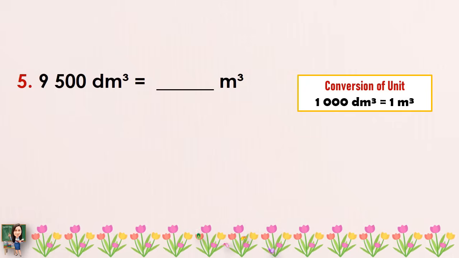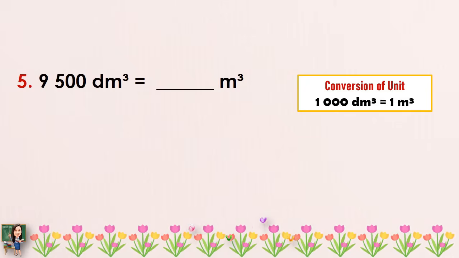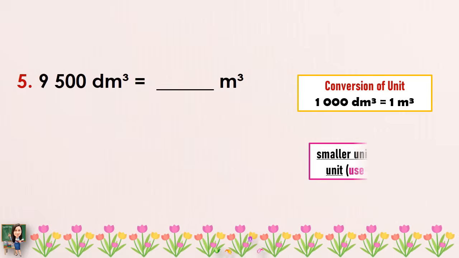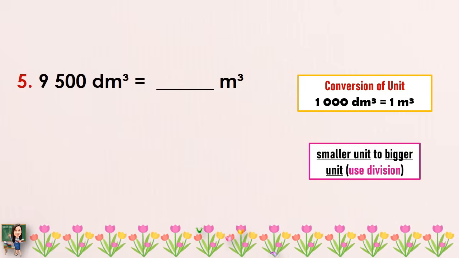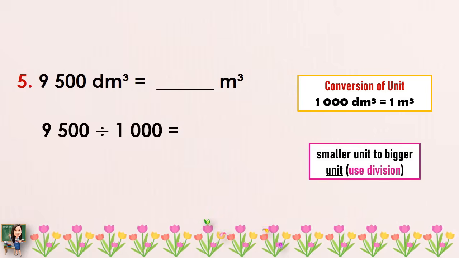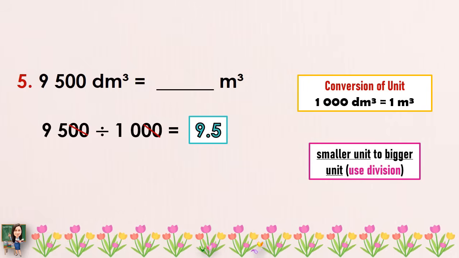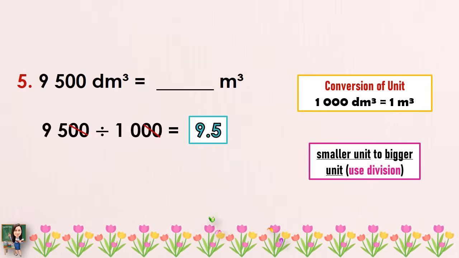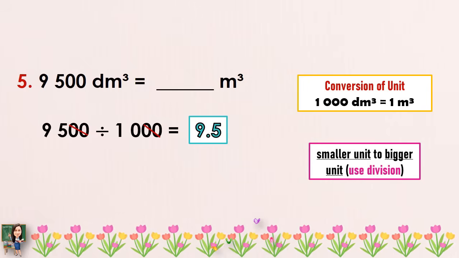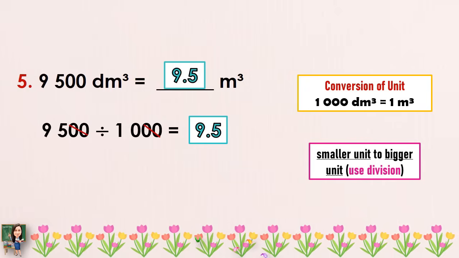And number 5, 9,500 cubic decimeter is equivalent to how many cubic meters? Remember, in every 1,000 cubic decimeter is equal to 1 cubic meter. To convert smaller unit to bigger unit, use division. 9,500 divided by 1,000 equals, first cancel zeros. In 9,500, there are 2 zeros. So we will cancel 2 zeros in 1,000. Now divide. 95 divided by 10 equals 9.5. So therefore, 9,500 cubic decimeter is equivalent to 9.5 cubic meters.